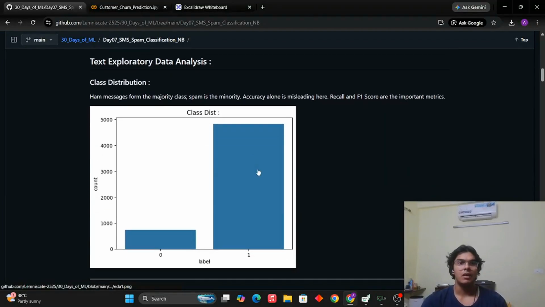Now comes the main thing. I skipped over the EDA for the last model. I just went past it very quickly because it was typical. But since now we are dealing with a different type of data, I'll be discussing the text preprocessing and the EDA pipeline in detail. So let's get into it.